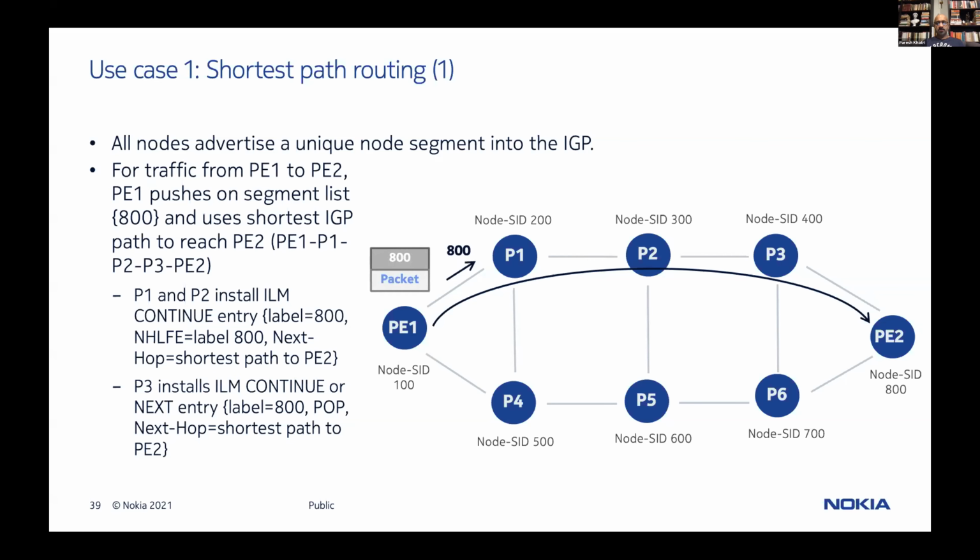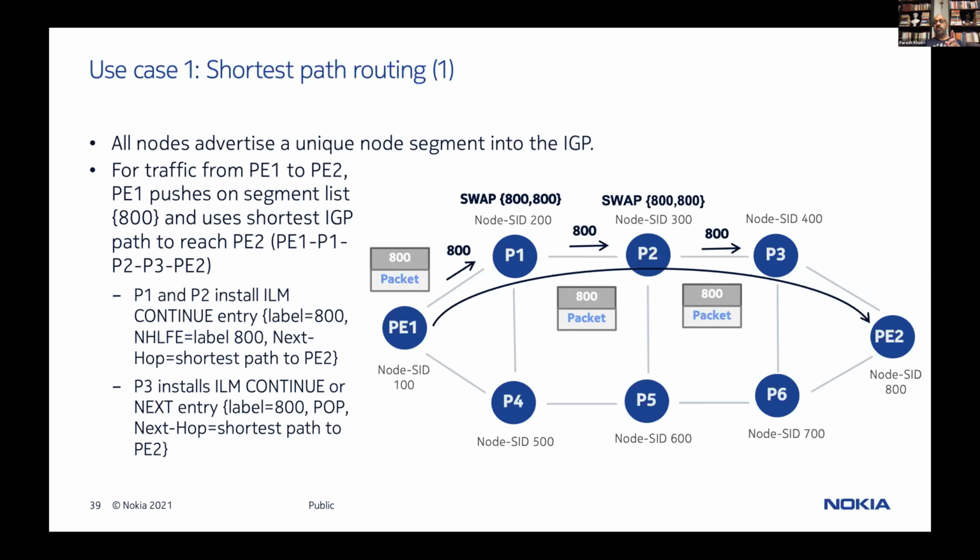So just going through this very quickly again. Your P1 slaps a label of 800 on the packet. The top label is 800, so it comes to P1, which swaps 800 for 800, sends it to P2, which swaps 800 for 800, goes to P3, and here it's going to do a pop. So it pops the 800 and sends the packet to PE2.